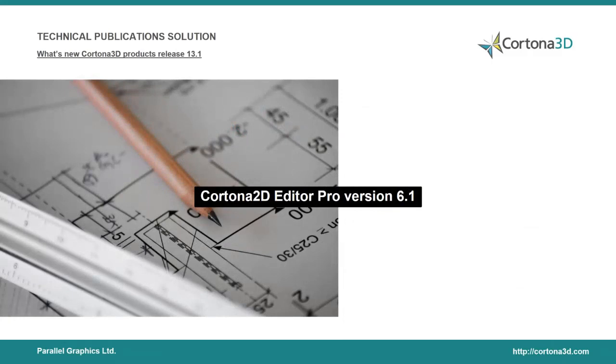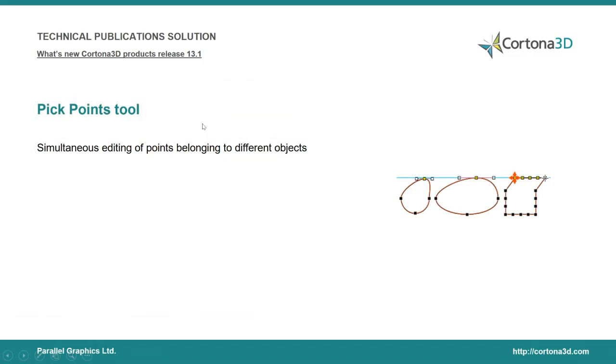Next, let's have a look at new features in our Cortana 2 DITA Pro. Note that the version sequence for this application is a bit different, so it's version 6.1. And the first one on the list is a new pick points tool. With it, you can manipulate control points that belong to different objects at the same time, simultaneously. You couldn't do this without this tool.